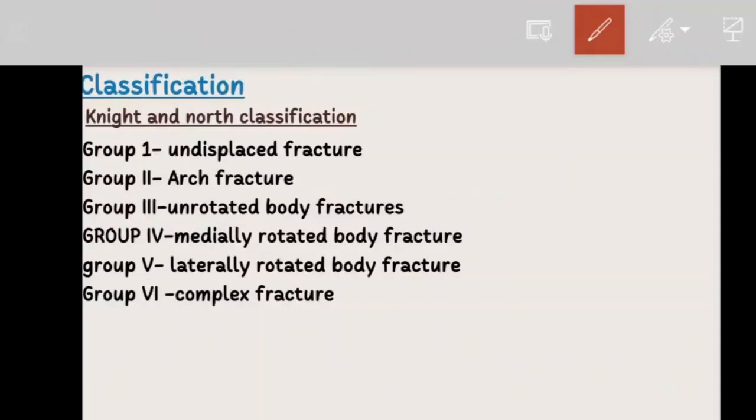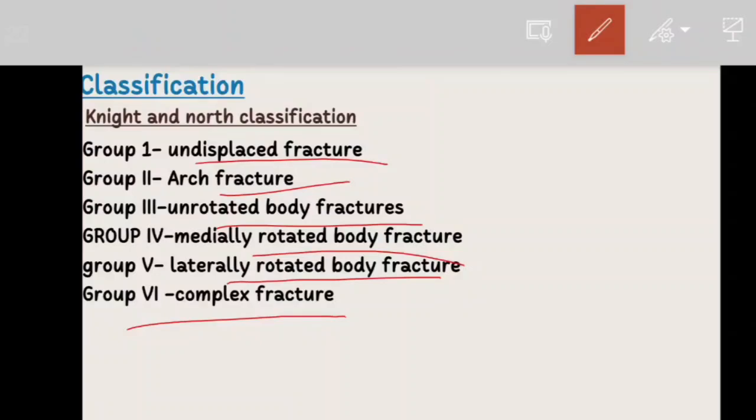Now the classifications. First is the Knight and North classification. Group 1 is undisplaced fracture, group 2 is arch fracture, group 3 is unrotated body fracture, group 4 is medially rotated body fracture, group 5 is laterally rotated body fracture, and group 6 is complex fracture. So your easy trick will be from simple to complex.